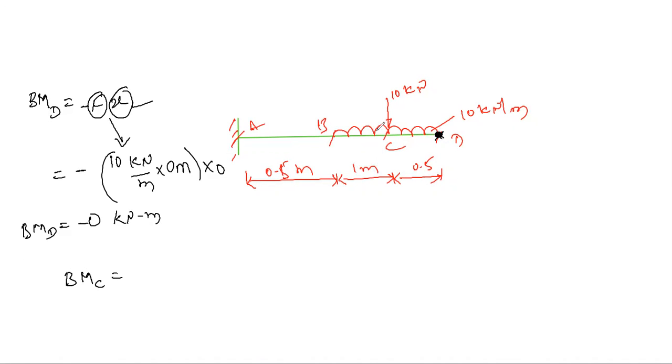To calculate bending moment at point C, what do we need to do? Again, since it is subjected to UDL over here and we have a point load here, the first thing is we need to convert that UDL. To convert that UDL, we write 10 kilonewton per meter as the intensity of load. We should multiply with the distance. At point C, the distance is 0.5 meter. If you do so, we have converted UDL into point load. Now we need to multiply with the distance.